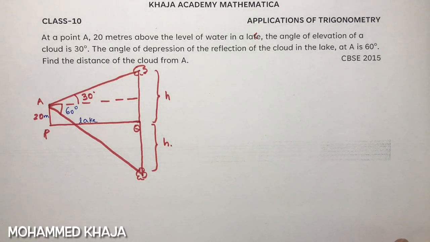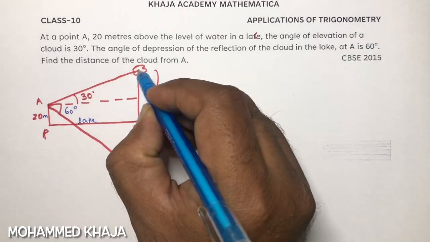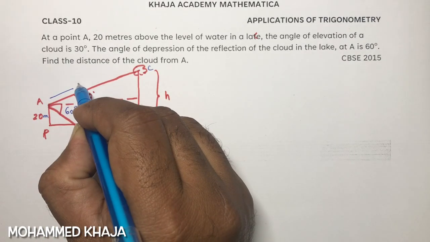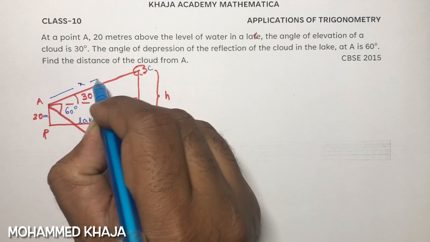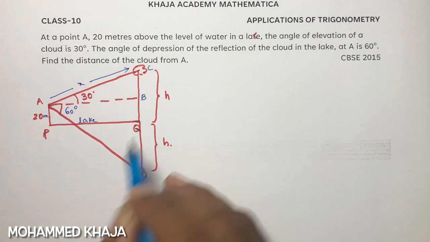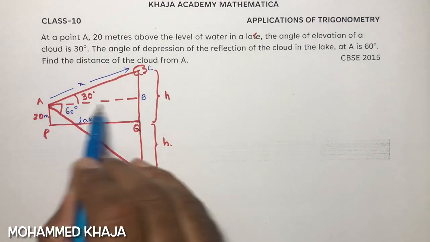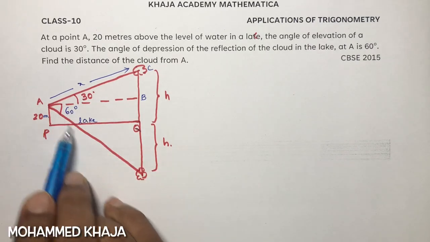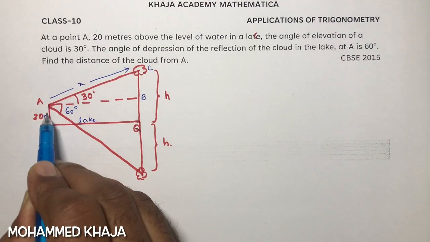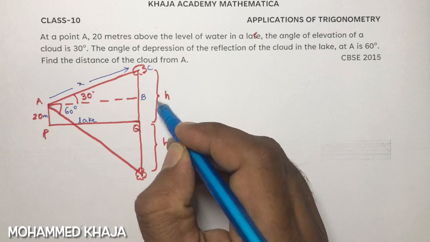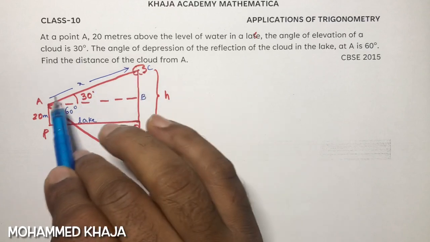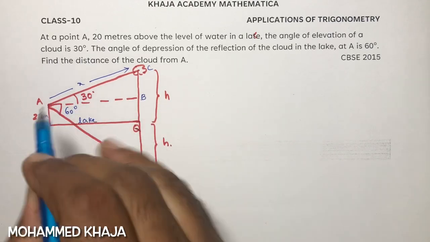So we need to find the distance of the cloud from A. I'll consider it as X. So now A, this is B, this is Q. AB, I'll consider as a horizontal surface. So angle of elevation is 30, angle of depression is 60. See, the point of observation is 20 meters above the lake, so the height of the cloud will be 40 meters. But in this question, they are not asking the height of the cloud. They are asking the distance of the cloud from the point of observation. So we need to find X.